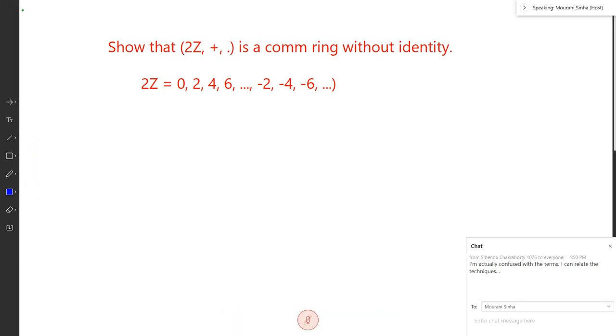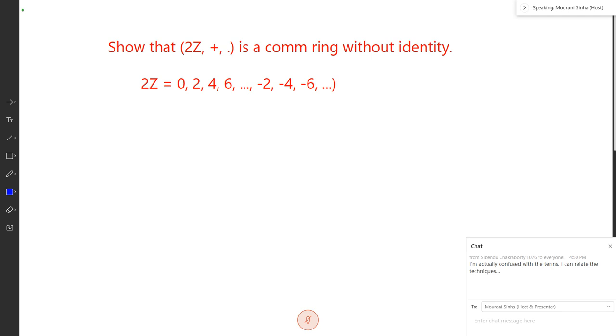Okay, so whenever you are trying to do any property or anything, don't do anything arbitrarily. Just be very precise actually what you are trying to do. So here we are just trying to tell you that the numbers look like this: 2, 4, 6, -2, -4, -6, and so on. So you will be dealing with these numbers for all the properties. Now if I have to show commutative ring without identity, my first step, I have to show that it is a ring. This is the first thing. Second, I have to show that it's a commutative ring.